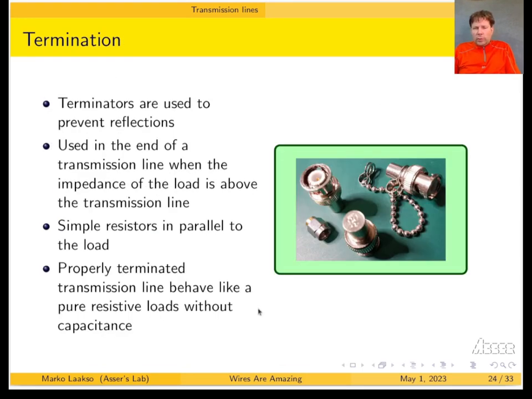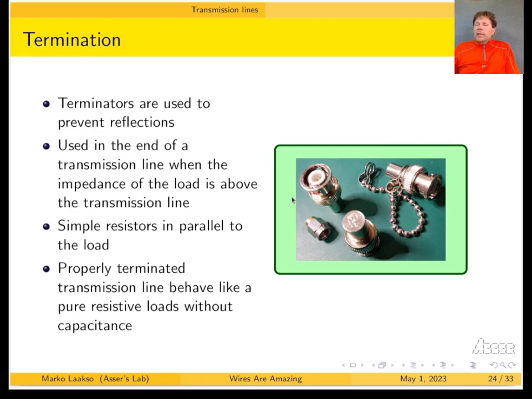And then how to do the termination. One option is to use, for example, now for these lab equipments, these terminators. They are used at the end of the transmission line when the impedance of the load is above the transmission line. Simple resistor in parallel to the load, so they are not too complicated often. You may have seen these on the old Ethernet networks even.